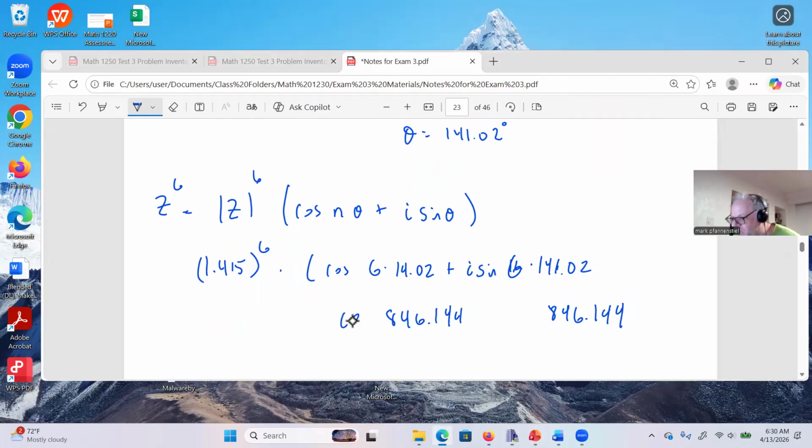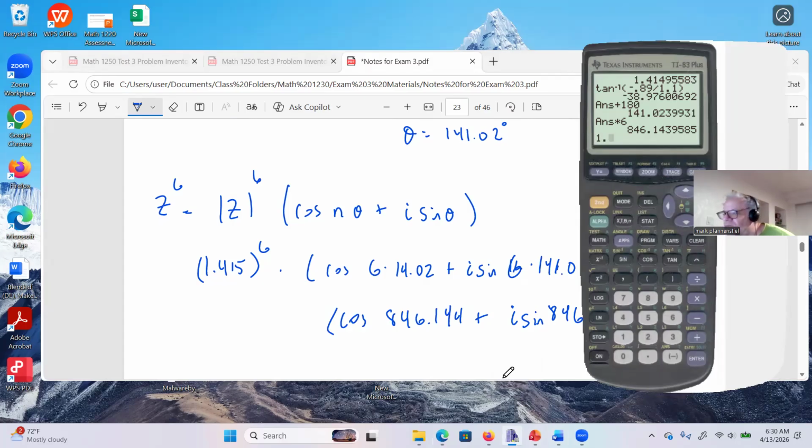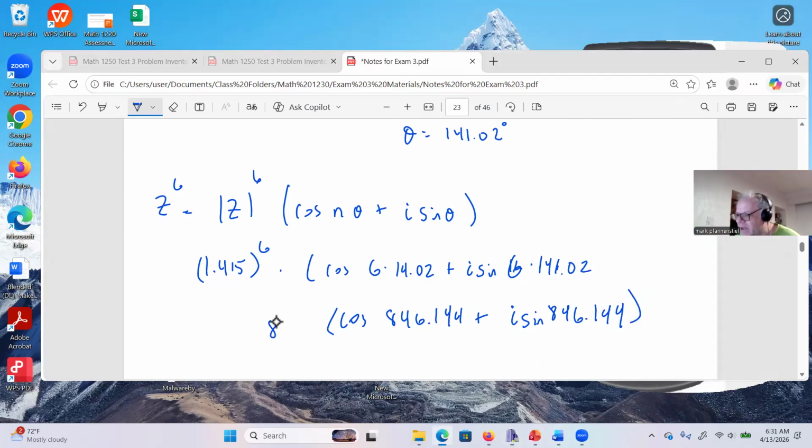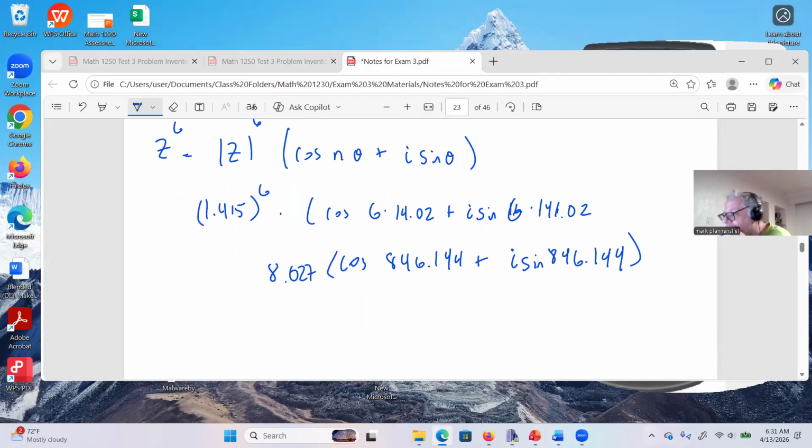So we're going to say we need the cosine of this number plus i sine of this number. And then we're going to multiply this by 1.415 raised to, so where's my caret button? Right here. Raised to the sixth power, and we'll see about that. And that was 8.027. So 8.027. All right. And now all we have left to do here is run this through the calculator and figure out what's going on with it.